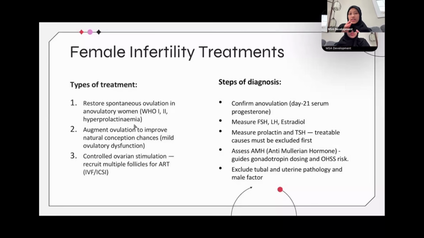So the steps to diagnose infertility is you confirm first anovulation, which is done by day 21 serum progesterone, which is normally high in our menstrual cycle. If it's low, that means there is no ovulation happening. Measure the hormone levels, measure prolactin, TSH, exclude other causes of infertility like anatomical. And also male factor is important, so exclude all those. You can also assess AMH, which is anti-Mullerian hormone. It shows the number of ovarian reserves in a female. So doing that test will help with even the dosing of the pharma drugs.